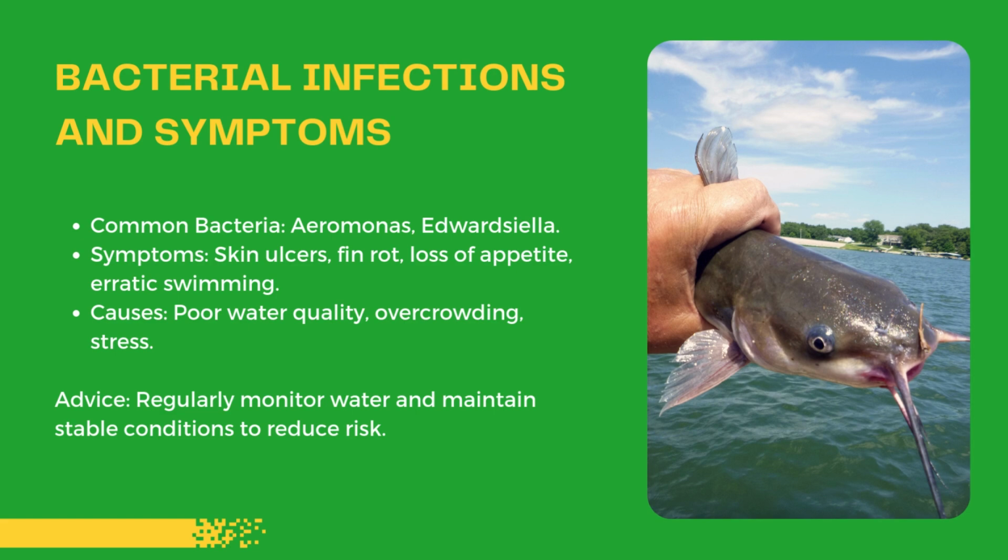Now, let's go to bacterial infection. Common bacterial infections are Aeromonas and Edwardsiella. The symptoms are that you begin to see skin ulcers, their fins begin to rot, you see that they are no more interested in eating, and they have erratic swimming. And what are the causes? Poor water quality and overcrowding. That's what causes it. My advice: monitor your water and maintain stable conditions to reduce this risk.